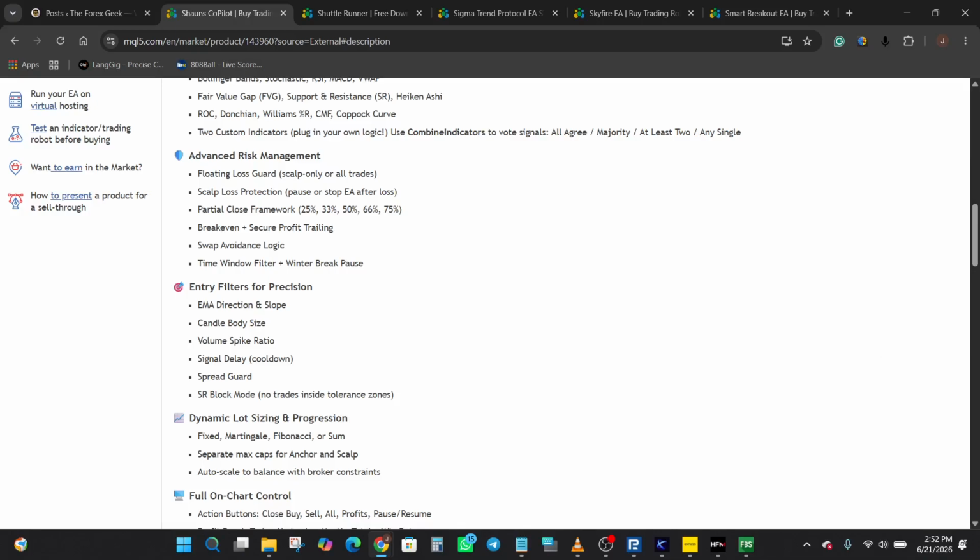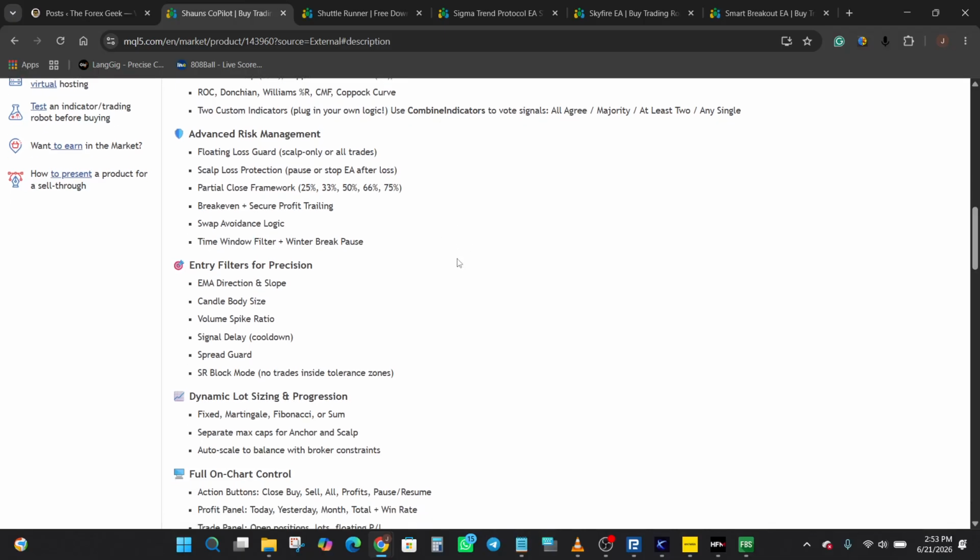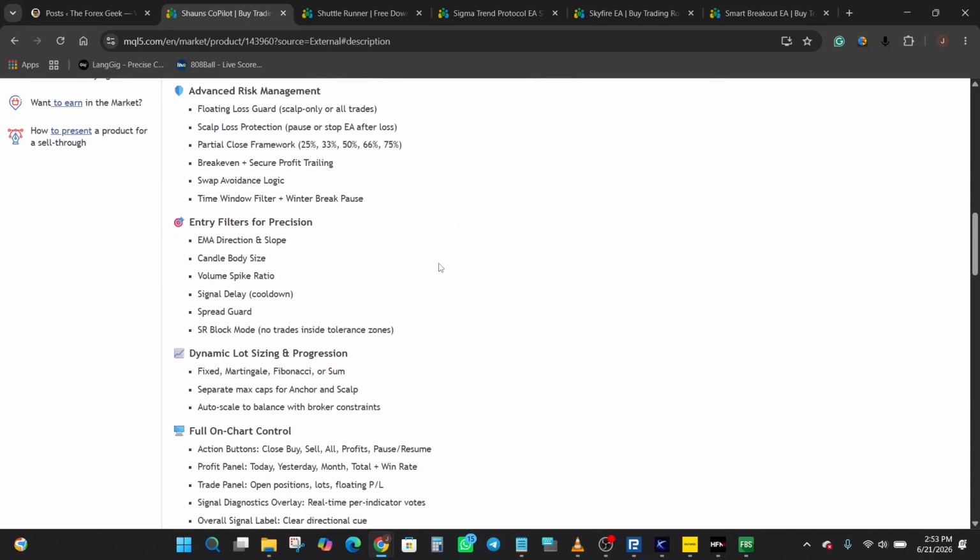Risk management is another major focus. The marketplace page mentions features such as floating loss guard, scalp loss protection, partial close functionality, break-even management, and profit securing trading mechanisms, swap avoidance logic, and the trading time filters and seasonal pause controls. There are also several position sizing methods available, including the fixed lots, martingale, Fibonacci progression, and sum progression, along with separate limits for anchor and scalp trades.